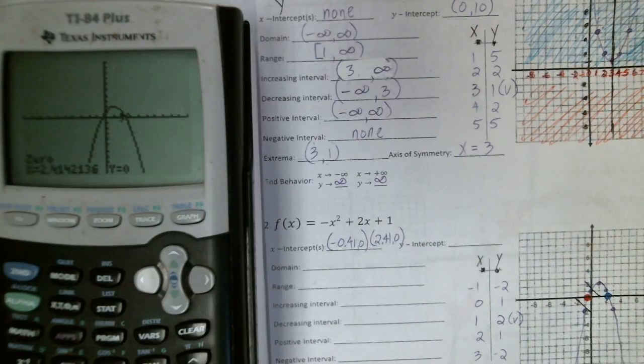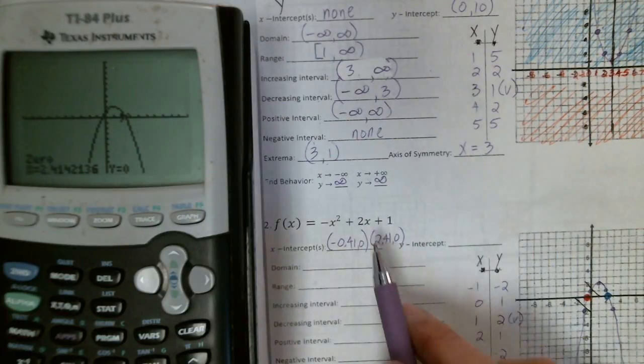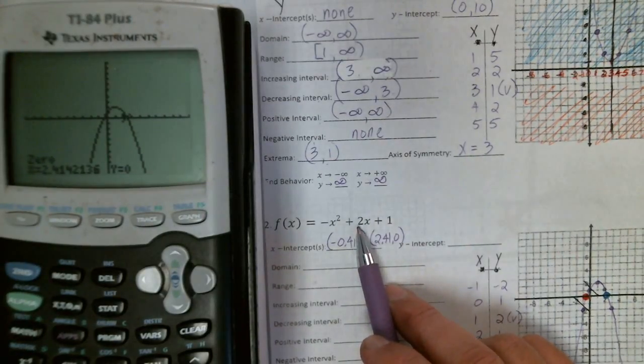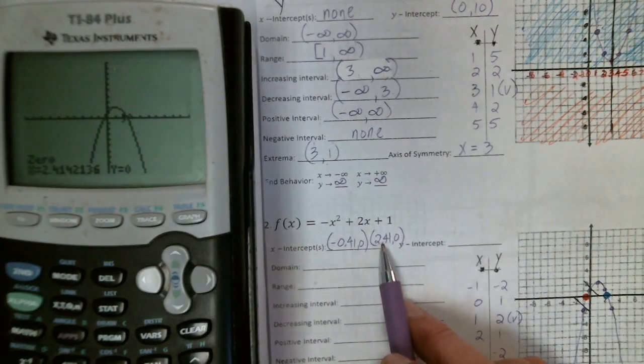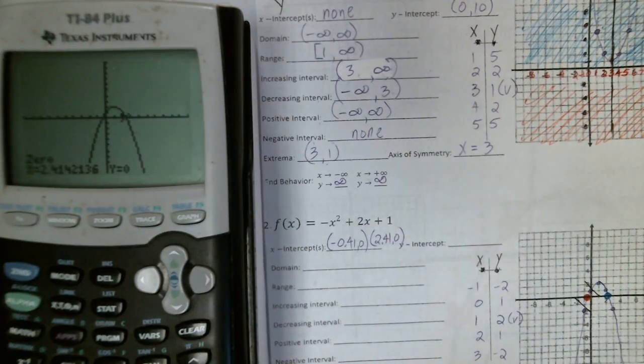Okay, so those are my two roots, my two answers, my two solutions. If I had solved this quadratic equation the hard way, manually, by the quadratic formula or completing the square, guess what I would get for my two answers? I would get negative 0.41 and 2.41. Those are my two solutions, my two roots, my two zeros, my two x-intercepts.